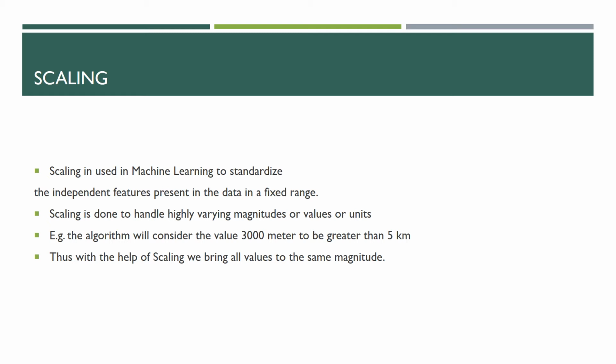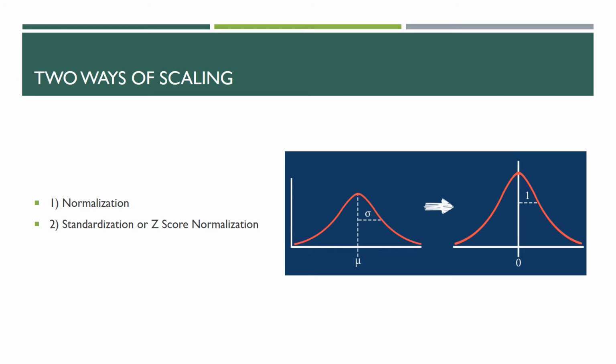So what happens is, with the help of scaling, we bring all the values to the same magnitude so that they are treated equally irrespective of the units. There are two ways in which we can do scaling. The first one is normalization, and the second is standardization or Z-score normalization.